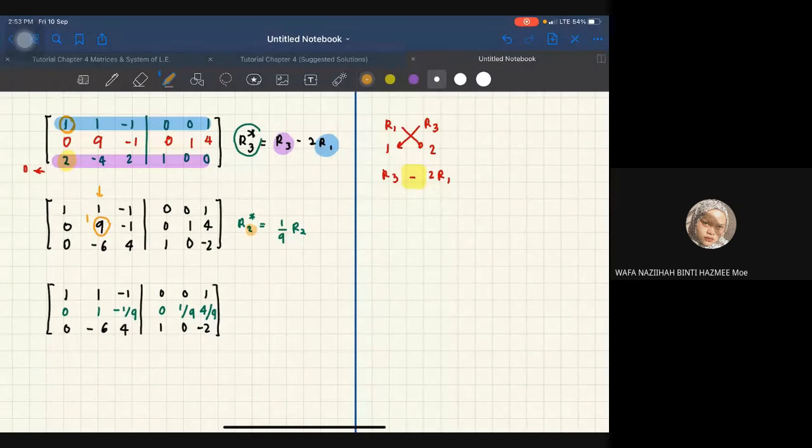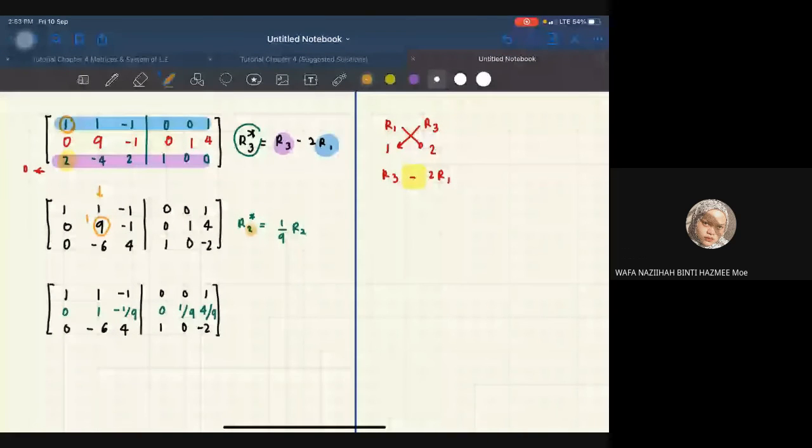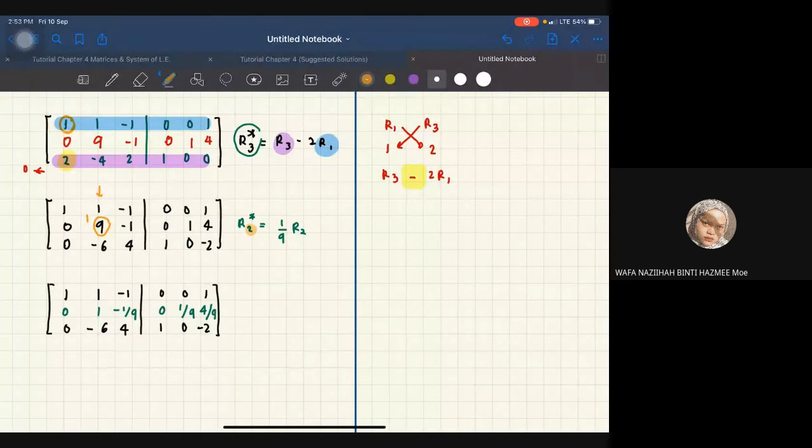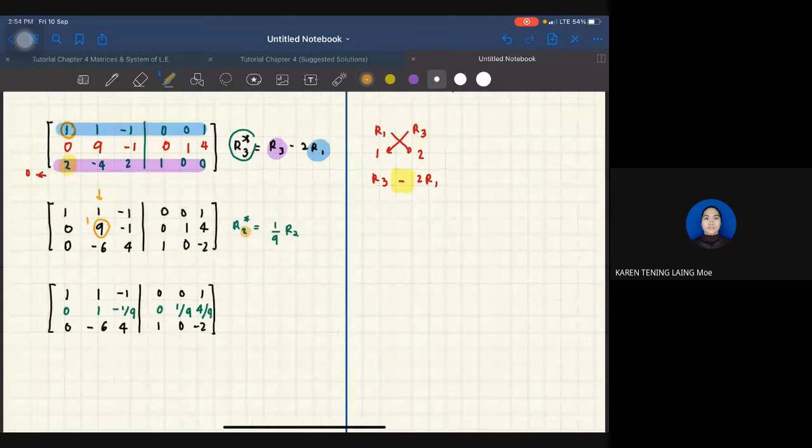Alright, so sekarang kita dah settle. So this one dah settle jadi 1. Leading diagonal kita dah 1. Okay, so next target kita. Apa yang kita nak serang sekarang ni? Nak jadikan apa pula? 1 dan negatif 6 jadi kosong. Yes, betul. So we want to change this one over here and this negative 6 over here into 0.